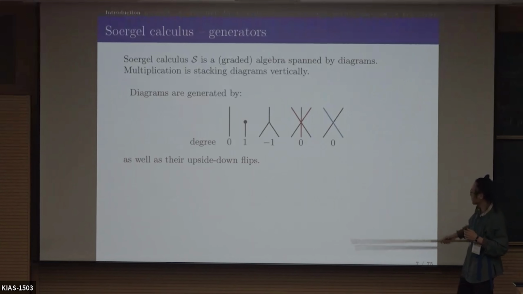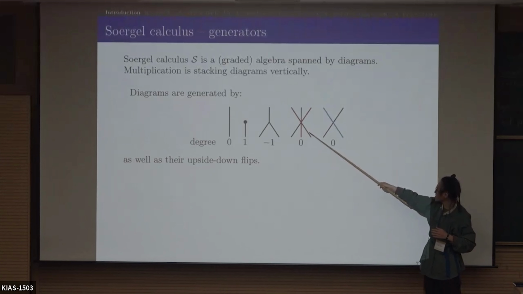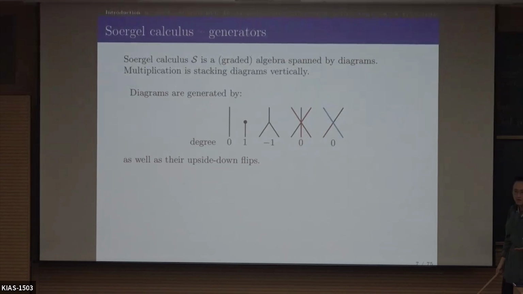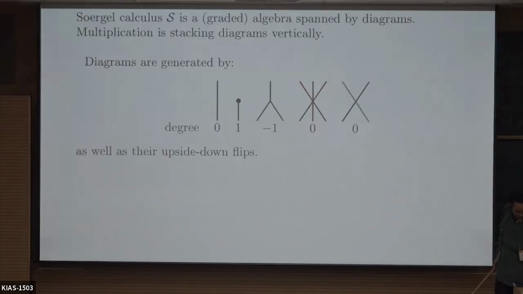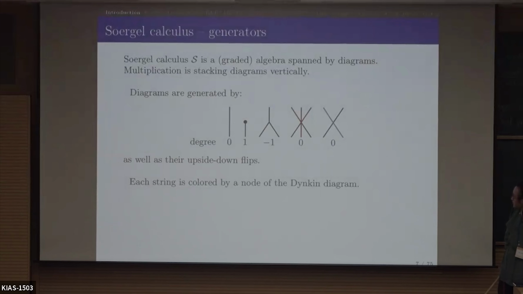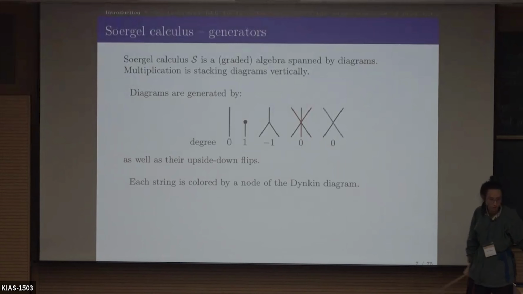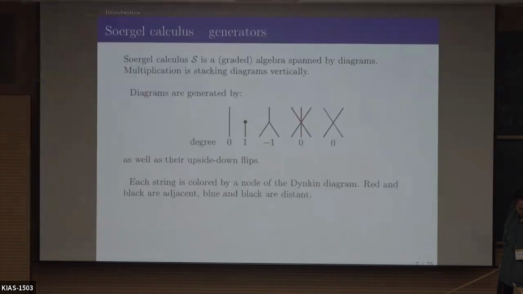So here, what are the colors? The strings of these pictures are colored by nodes of your Dynkin diagram. For our purposes today, there's only going to be two colors at most, so we won't worry about, for example, this one too much. Each string is colored by a node of the Dynkin diagram. So in this case, red and black are adjacent nodes on the type A Dynkin diagram.